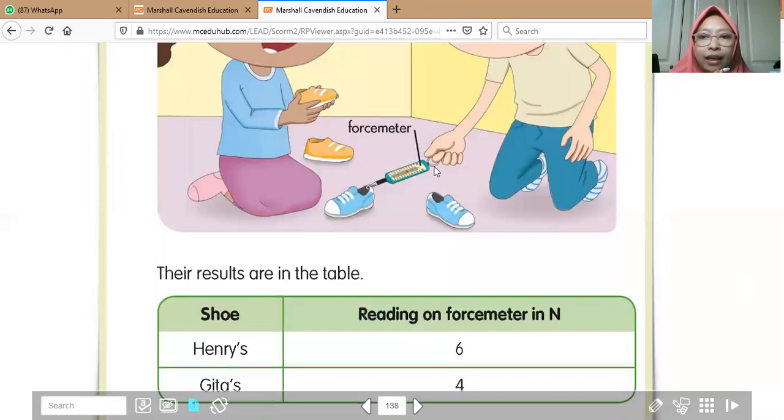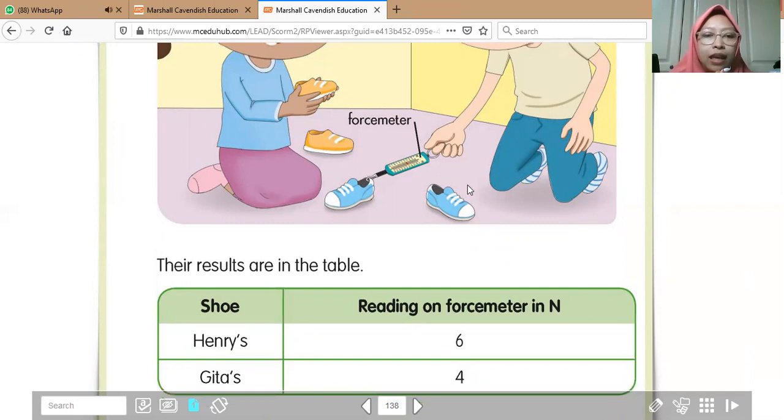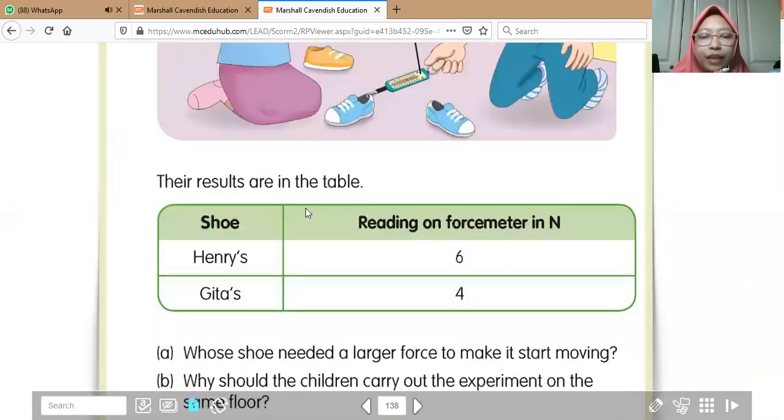What is the result from their experiment, or investigating? They have a result and entered it in the table. For the shoe by Henry, the reading on the force meter is 6 Newton. And then Gita's is 4 Newton.